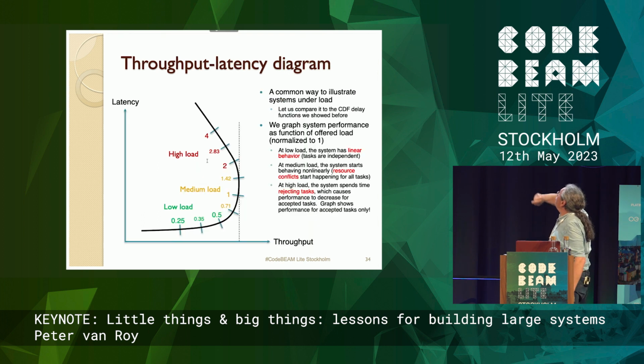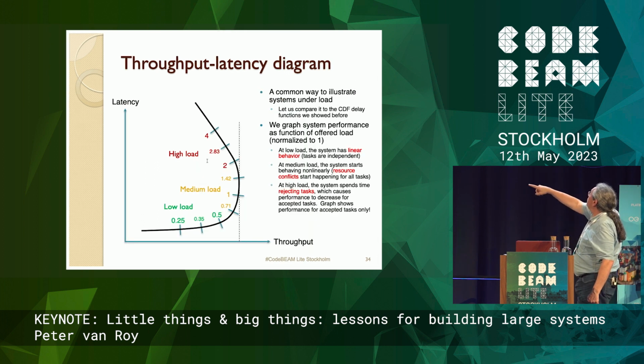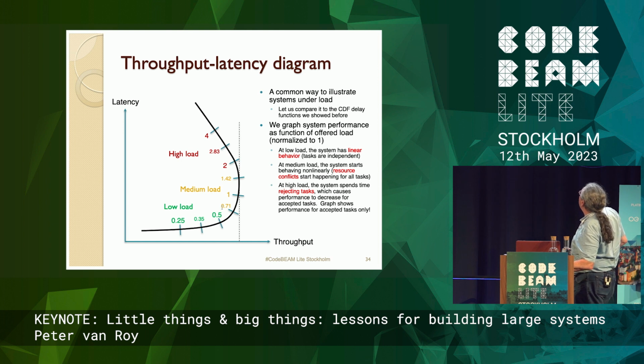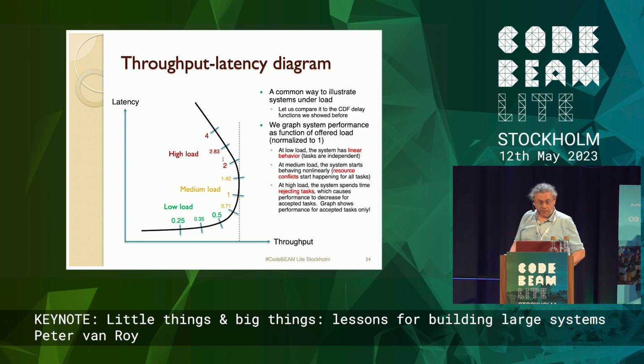Another way is what's called the throughput latency diagram. So you have this curve that is graduated in load, okay? And again, you can see the different areas. So the green part is low load, linear behavior. The medium load is when it gets to 1, so you have the maximum throughput. And at very high load, the latency is increasing, and you actually start rejecting tasks, okay?